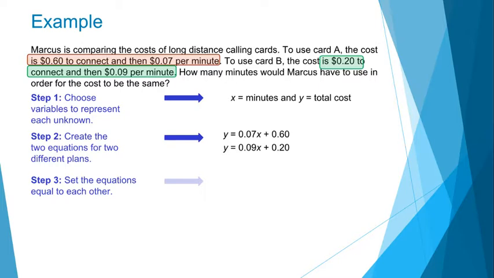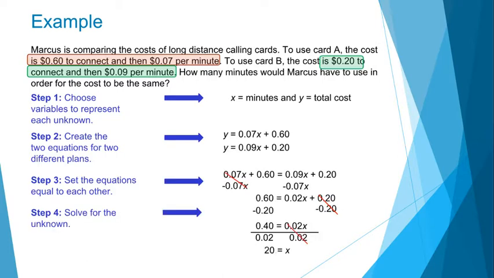Now we're going to solve for the unknown. So we want to solve for x. I'm going to first subtract 0.07x from both sides to get my x values all on the same side. Then I'm going to subtract the 0.2 from both sides so that I have just my x values on the right hand side. Now that I have 0.02x on one side, I want to get rid of that 0.02. Since it's being multiplied, I'm going to divide both sides by 0.02, so then I get that x equals 20. So at 20 minutes, the cost for the cards will be the same. So if Marcus is going to talk for exactly 20 minutes, it doesn't matter which card he gets.